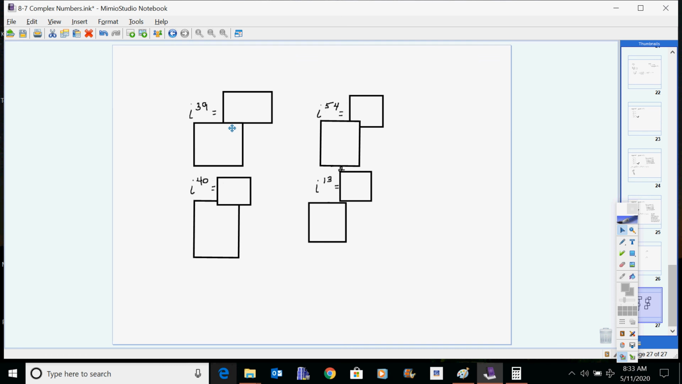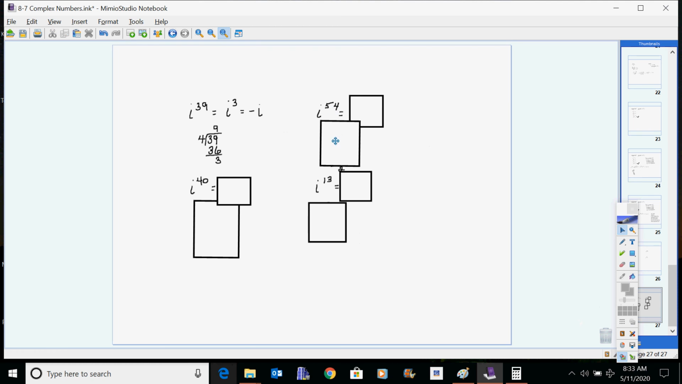So if I want to find i to the 39th, we divide out. 39 divided by 4 gives me 9 with a remainder of 3. So that means i to the 39th power is i to the third power. And i to the third power simplifies to -i from your little chart.